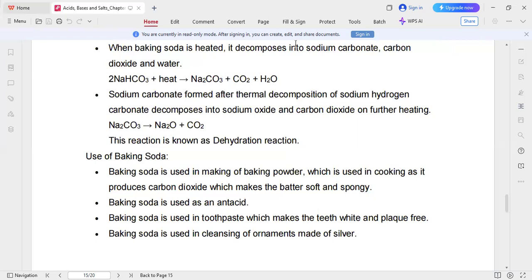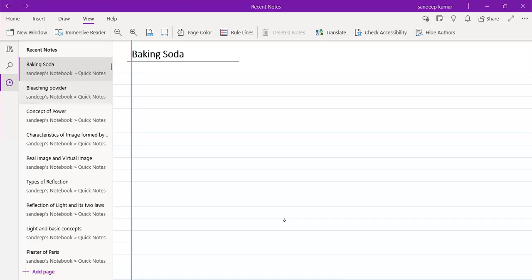Let's practice once, children, the equation. Preparation of baking soda. We are taking what, children? First one, NaCl plus H2O plus CO2 plus NH3. These are the four reactants we are using, children.